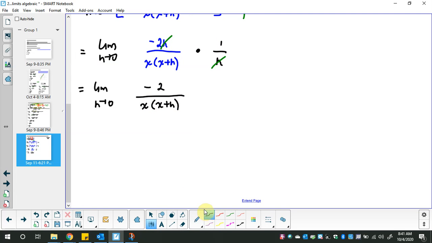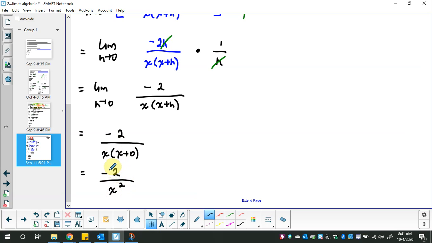And then I can put this 0 in. But I can only put the 0 in for the h. So negative 2, instruction disappears, x times x plus 0, negative 2 over x times x, which is x squared.